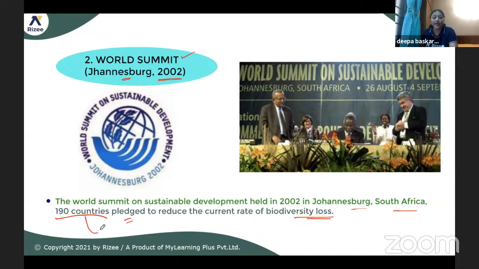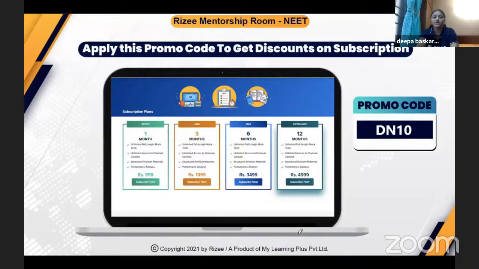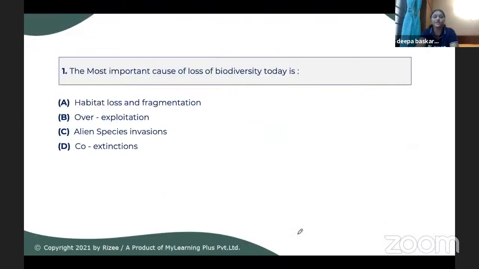So they plan to reduce the biodiversity loss in this World Summit. Clear? The World Summit happened in the year 2002 in Johannesburg, South Africa. The main agenda is to prevent biodiversity loss, how to prevent the loss of biodiversity. Okay, so let us see a few questions.